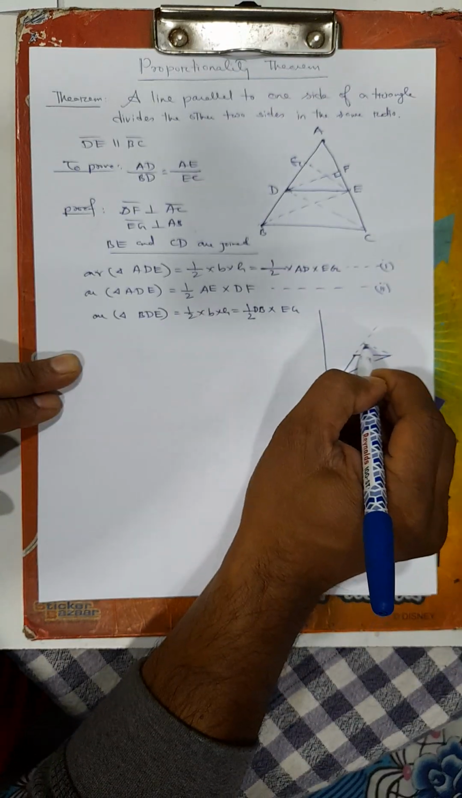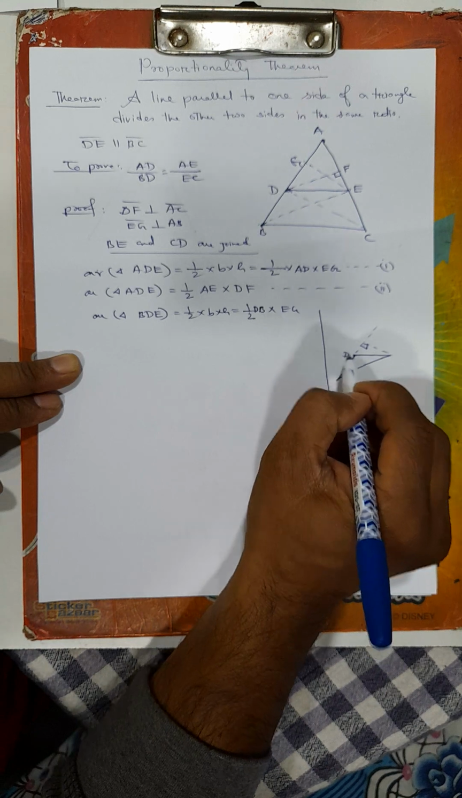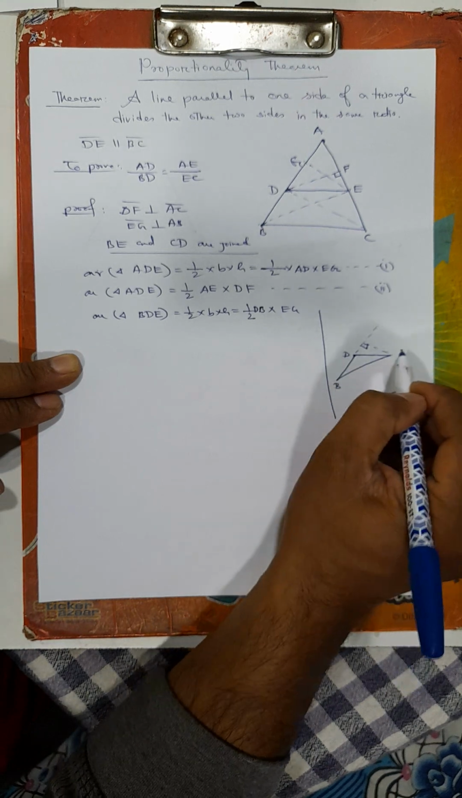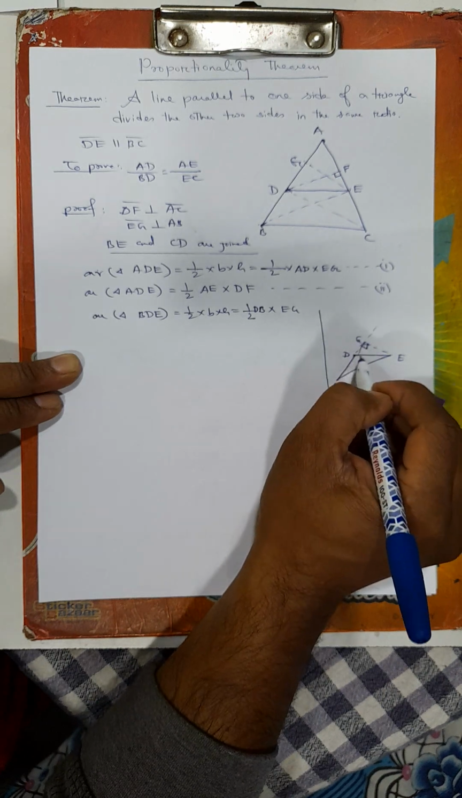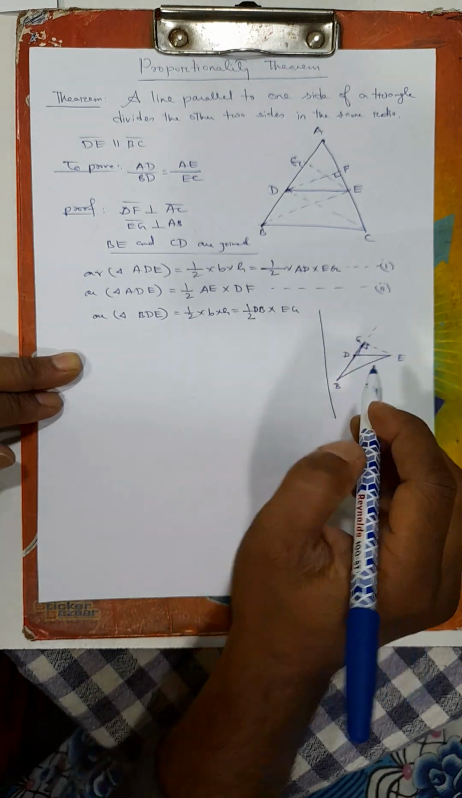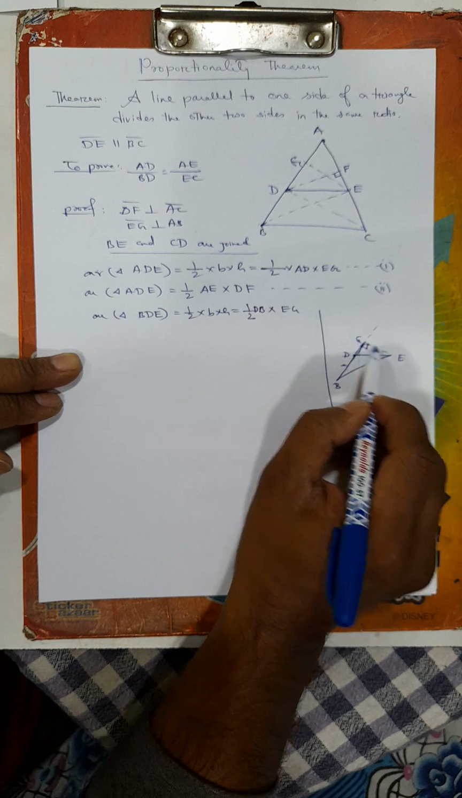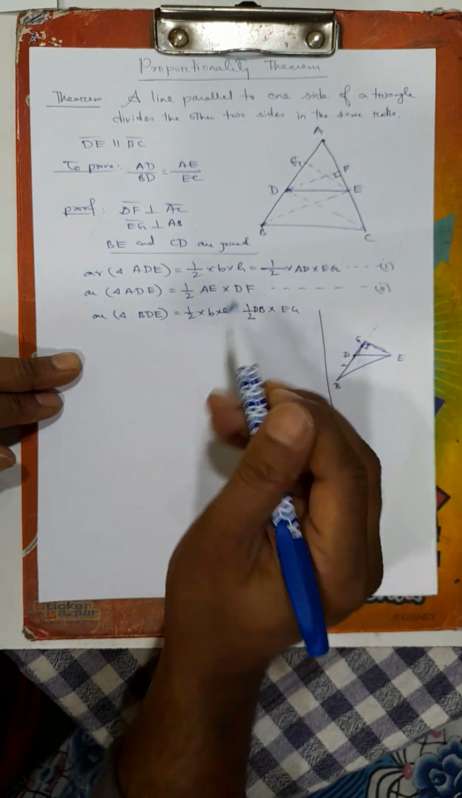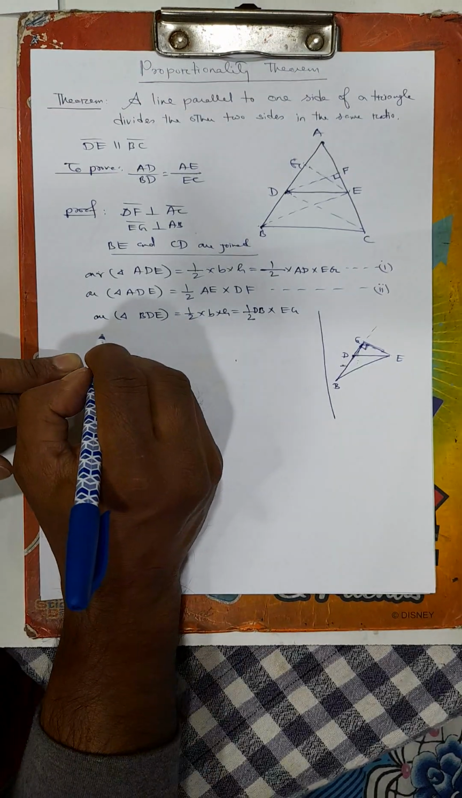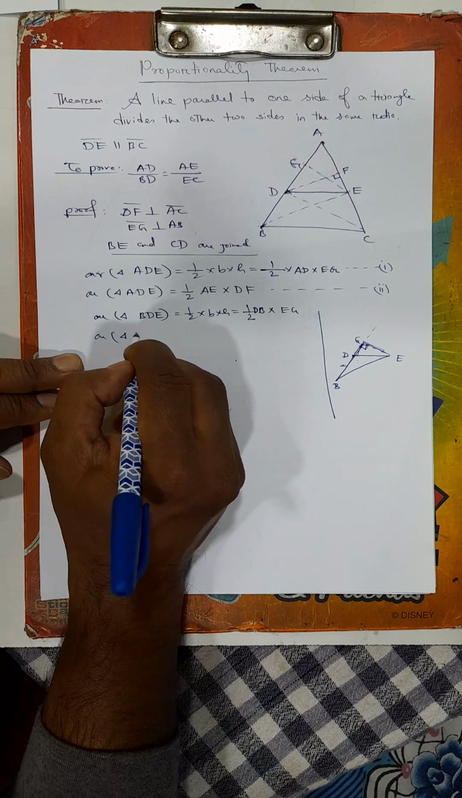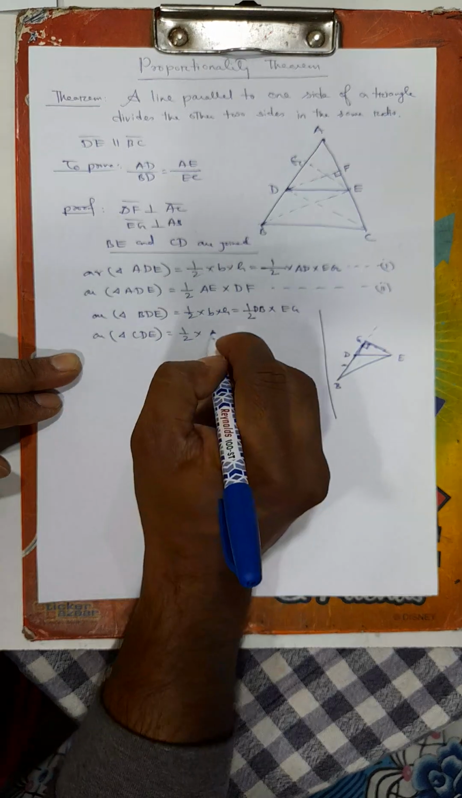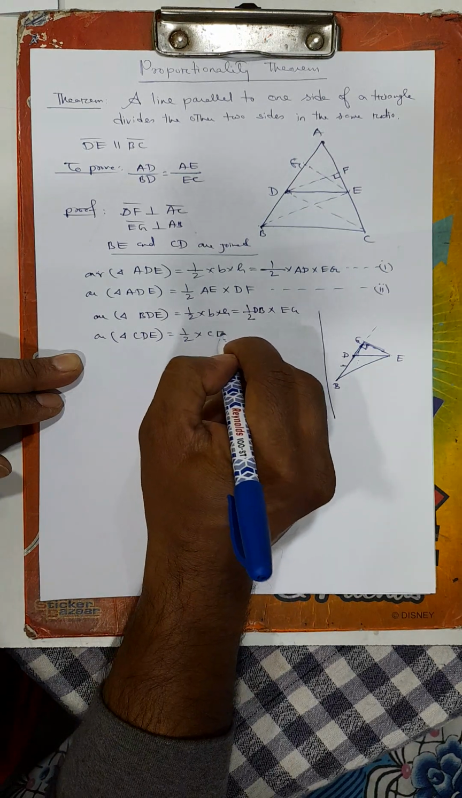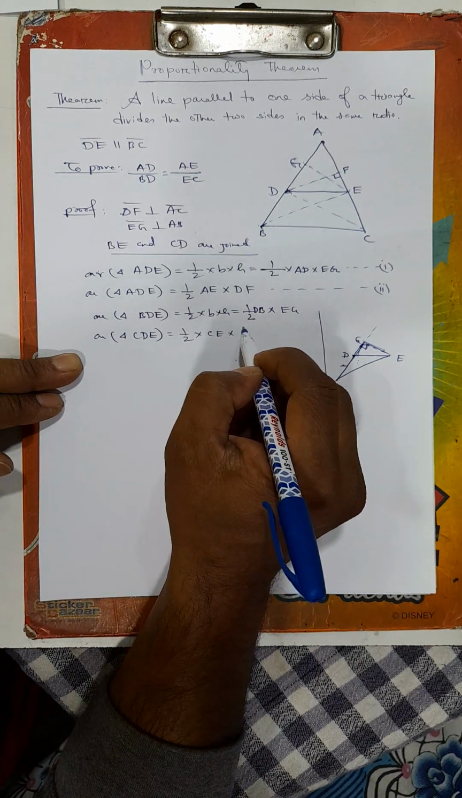Perpendicular lies outside the triangle. This is D, B, E, and this is G. So the area of this triangle is half of base into height. Height is outside the triangle. Area of triangle CDE is half of base CE, perpendicular is DF, right?